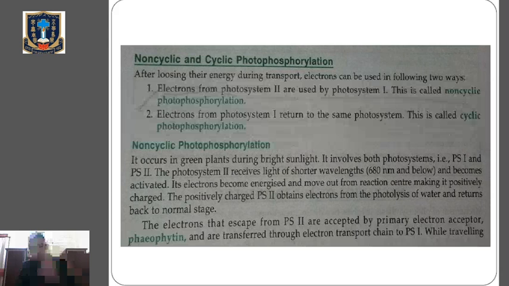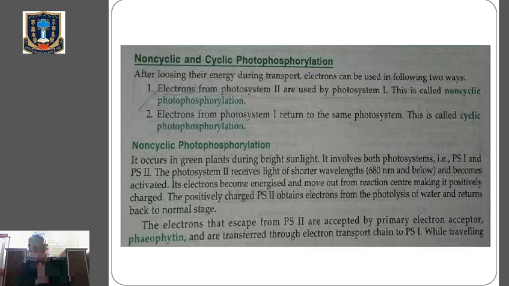Electrons from PS2 are used by PS1, which is called non-cyclic photophosphorylation. Listen very carefully. Electrons from the PS2 are used by PS1, and this is called non-cyclic photophosphorylation. And number 2, electrons from the PS1 return to the same photosystem. That means electrons from the PS1 will return to the PS1 only, and this is called cyclic photophosphorylation. So when the electron moves from PS2 to PS1, that is called non-cyclic photophosphorylation. But when the electron from the PS1 returns back to PS1, then that is called cyclic photophosphorylation. Clear?